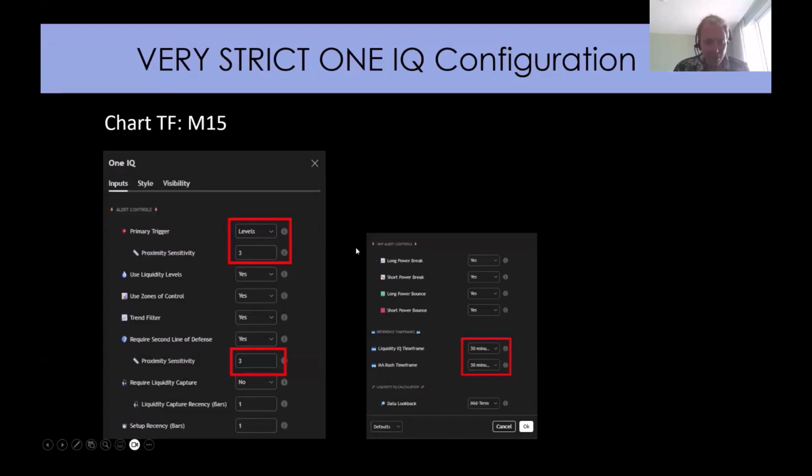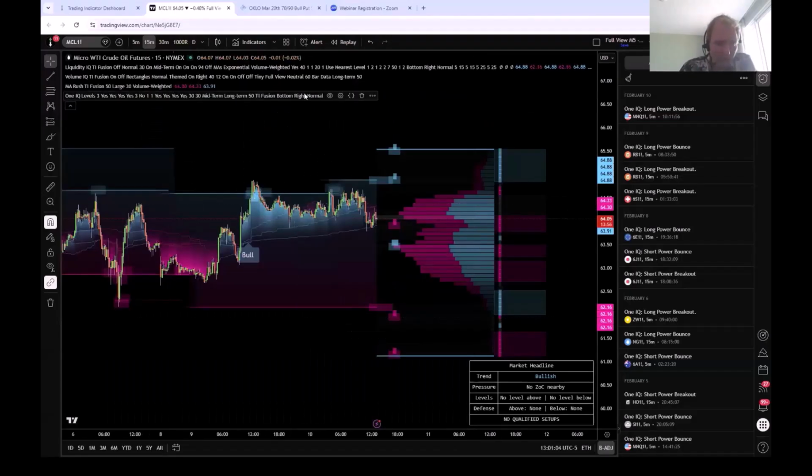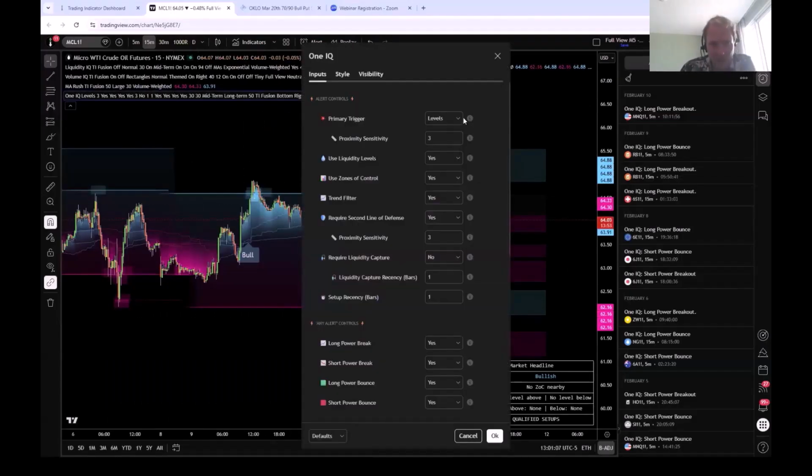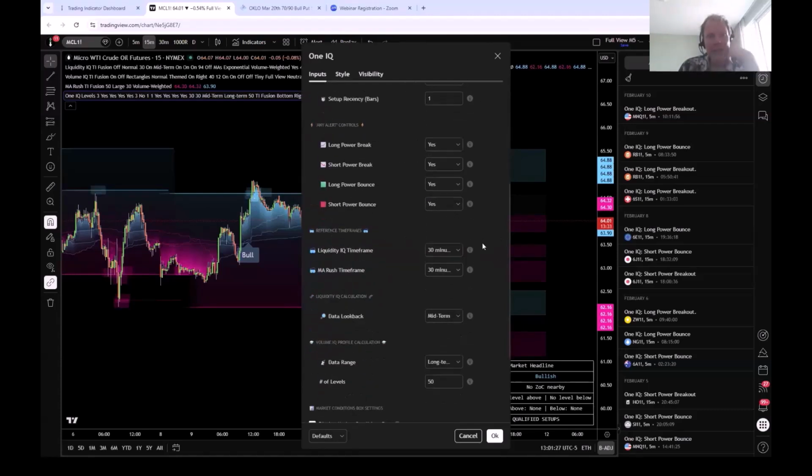And the last thing to be pointed out is that the reference time frame that I use for Liquidity IQ and for MA Rush is the 30-minute time frame. So if you go back to the chart one more time, and go to my configuration of 1IQ here, just to summarize, my primary trigger is a level, not levels and zone. So this is not the default. Proximity sensitivity is 3 ATRs for the primary trigger and 3 ATRs for the second line of defense, which in this configuration needs to be the zone of control of Volume IQ. And then I use the 30-minute time frame as reference for Liquidity IQ and also for MA Rush. This is how I configure the indicator.